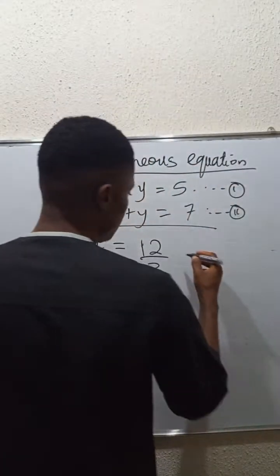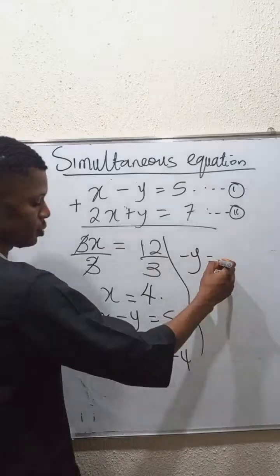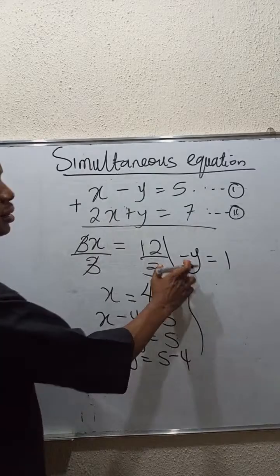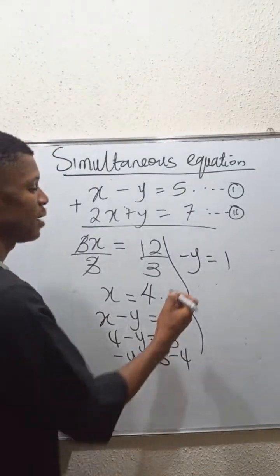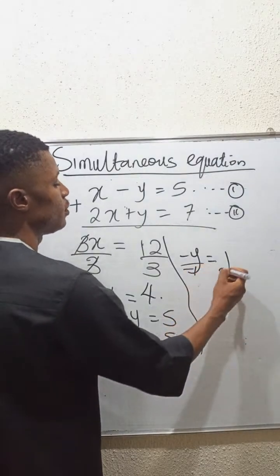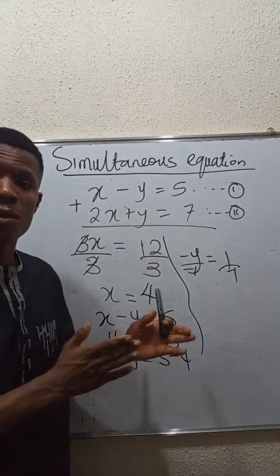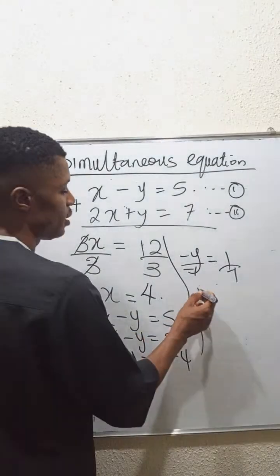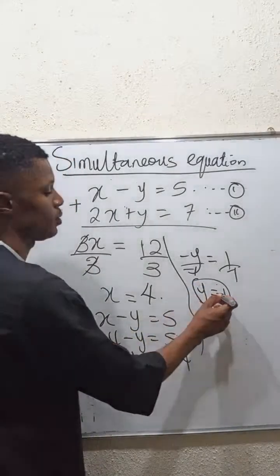So we can say that minus y is equal to 1. But here we are looking for the value of y, not just minus y. So what are we going to do? We have to divide through by minus 1. You can as well multiply; the goal is that when you multiply, it reverses the sign. So when you divide, you see that y is equal to minus 1.